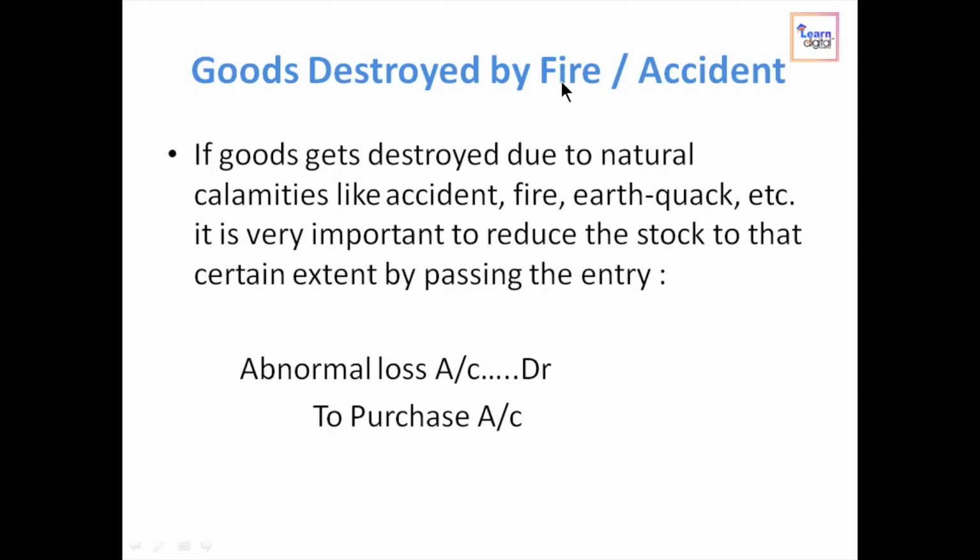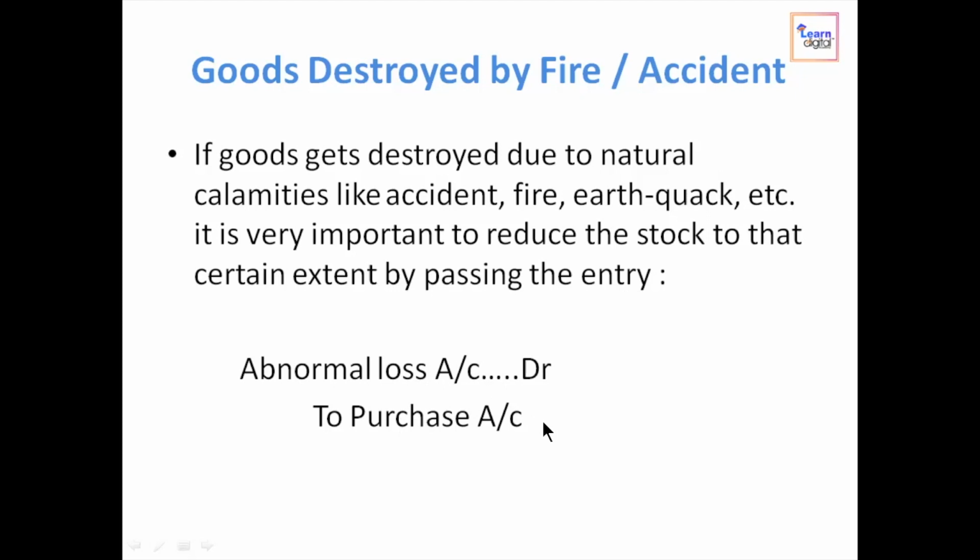Goods destroyed by fire or accident. If the goods get destroyed due to natural calamities like accident, fire, earthquake, all these are different types of natural calamities which may occur, may not occur. But if they occur and the stock gets destroyed, in that case it is very important to reduce the stock to a certain extent by passing the entry for loss. Special loss is abnormal loss account debit to purchase ledger.